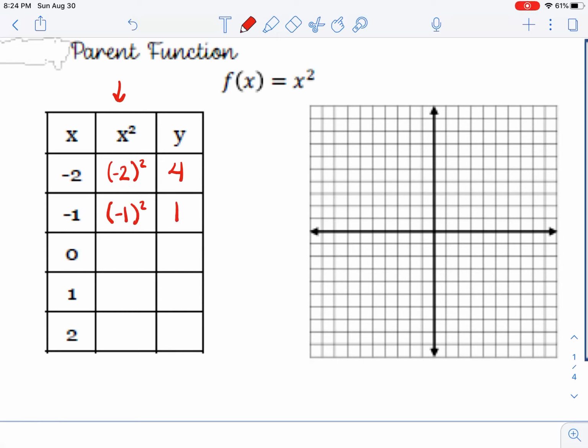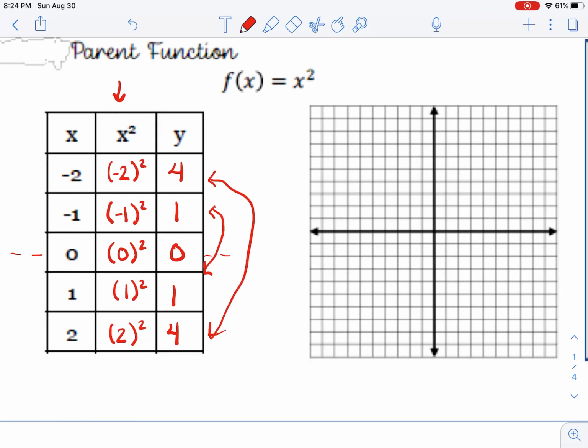-1 squared, again, would be positive, so it'd just be a 1. 0 squared would be 0. 1 squared would be 1, and 2 squared would be 4. Notice something interesting happens along this part right here. These are all the same values, and they're going to be the same around our axis of symmetry. So let's see what that looks like here.